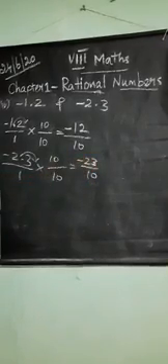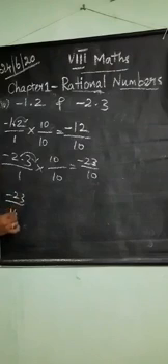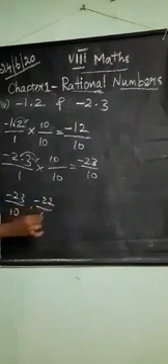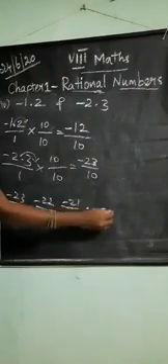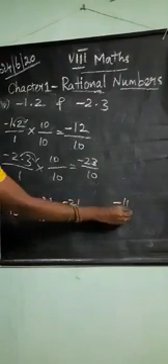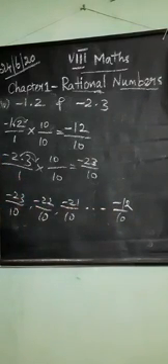Okay, so minus 12 and minus 23, which is the greatest? Minus 23 is the greatest. So minus 23 by 10, minus 22 by 10, minus 21 by 10, etc., minus 11 by 10, 12 by 10. Okay. Are you clear, ma? Any doubt? Okay.